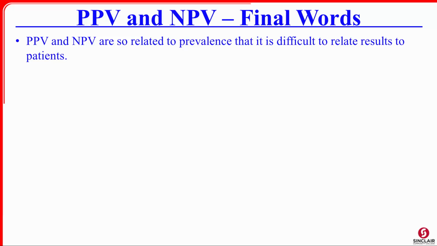Now, final words for positive and negative predictive value. They are so related to prevalence that sometimes it's difficult, or one must take caution relating the results to the patient unless the statistics were developed on that particular population. So if your patient really is from a different population, the positive and negative values are not of much use, and therefore sometimes also the specificity and the sensitivity. But really it is the best we have to go on.